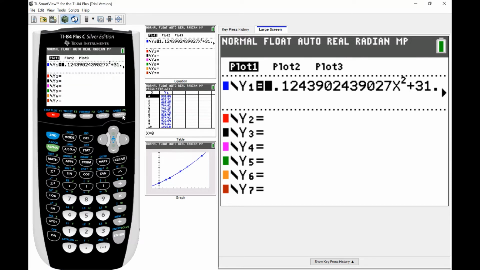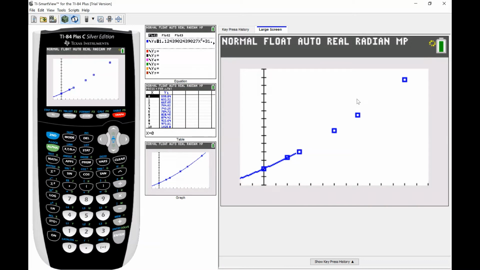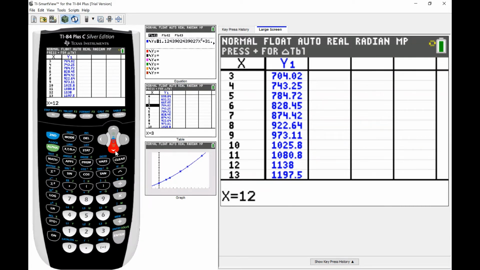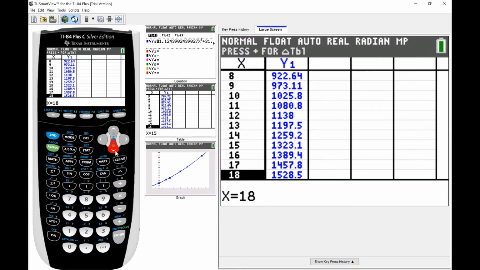And if you graph it, you can see it will plot it. And it's a really good predictor. Look, it pretty much goes through all those points. So now we are asked to predict the amount in the account after 20 years. So we're extrapolating here. So I'm going to go to second table, and find the y value when x is 20. I'm going to scroll all the way down to when x is 20. And up, up, up, and we'll keep going. Oh, I arrowed down too much. Oh, it's right there.